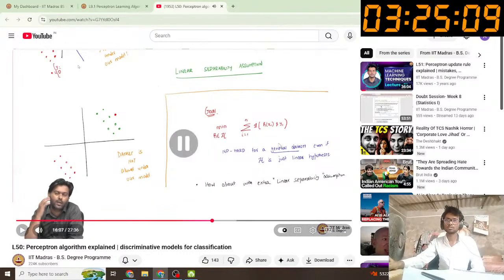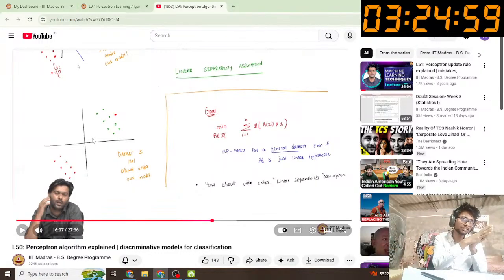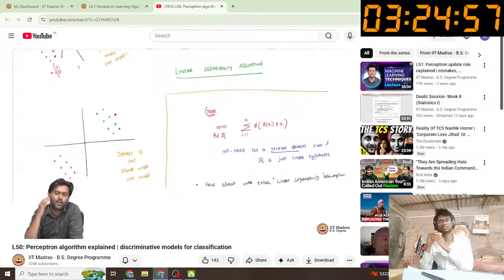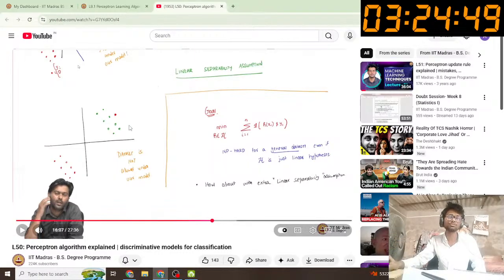Now the idea is quite simple. We are going to develop an algorithm that could just give me a line. The line could be a good line or a bad line. That is a matter that we will see later on. But this model, the perceptron algorithm, is just going to give you a line.